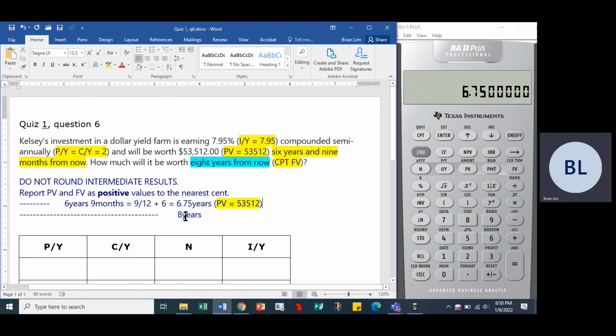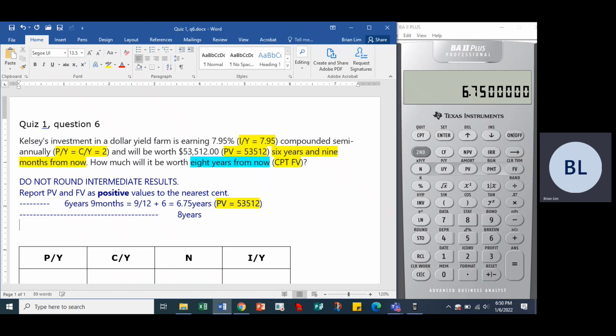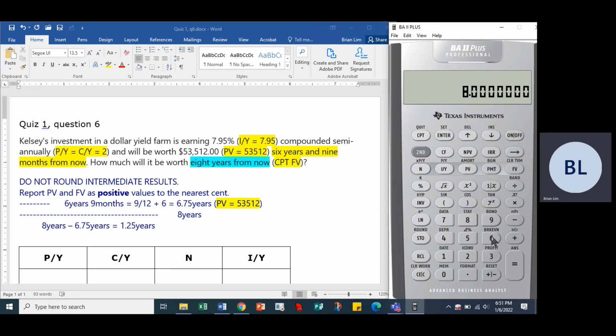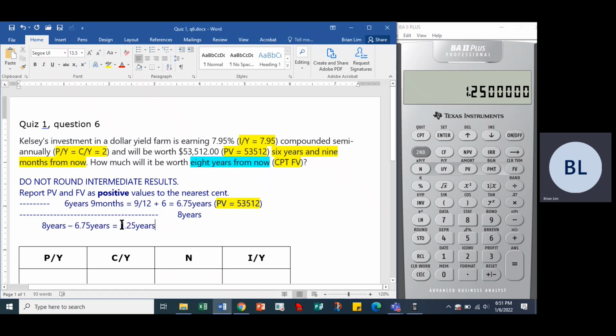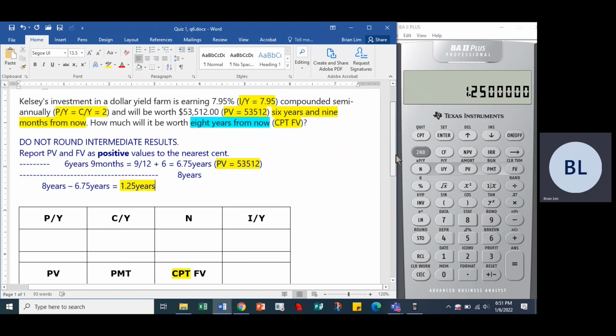Now you want 8 years from now, so you cannot just use this 8 years. You have to do something else with it. So we have to go 8 years minus 6.75 years, and that would be equal to 1.25 years. So 8 minus 6.75 gives us the 1.25 years. This is the number that we have to use when we are calculating n.